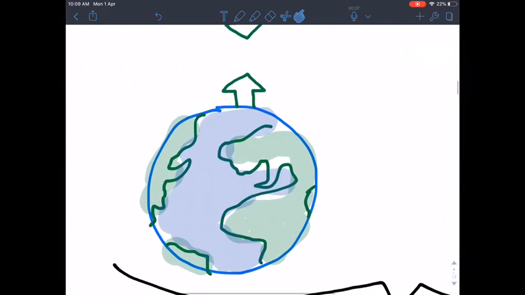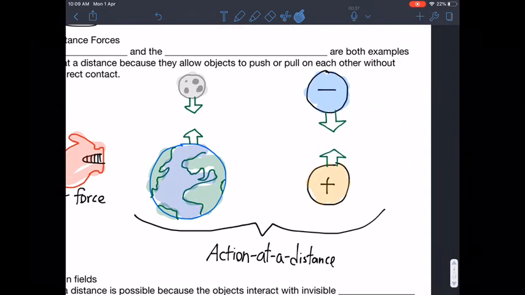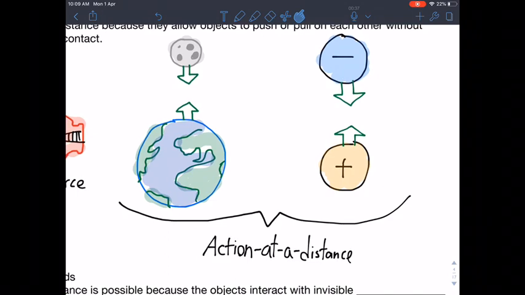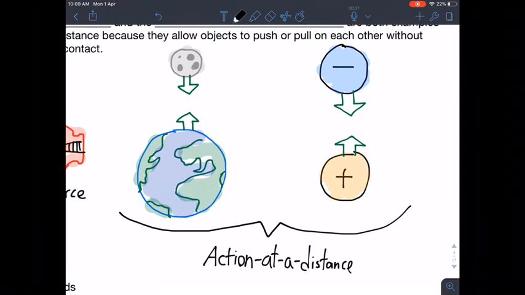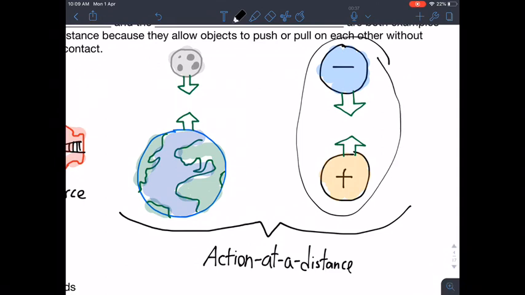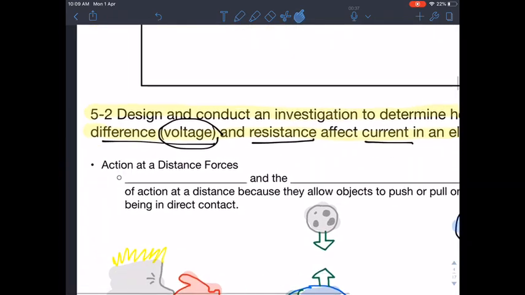Now, along with the idea of contact forces, we also had the idea of action at a distance forces. Action at a distance forces are forces that exist even though the objects don't touch. So the moon and the earth pull on each other with gravity. Notice there's a force on both objects, according to Newton's third law, even though they don't touch. And the same is also true of charged particles. Positive and negative objects can pull on each other at a distance, even though they don't touch.